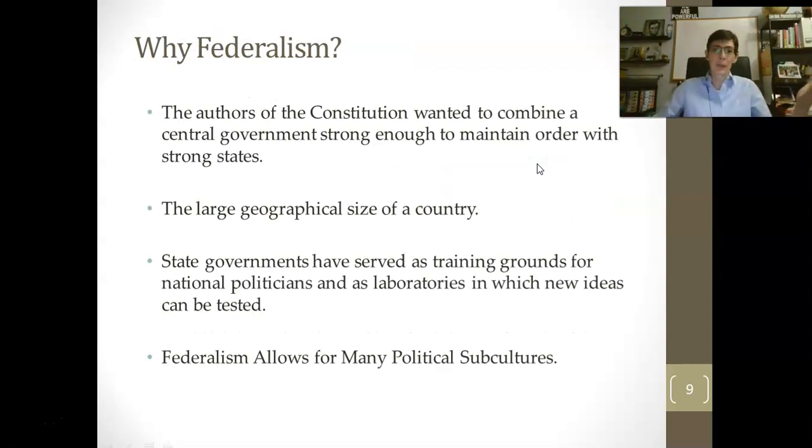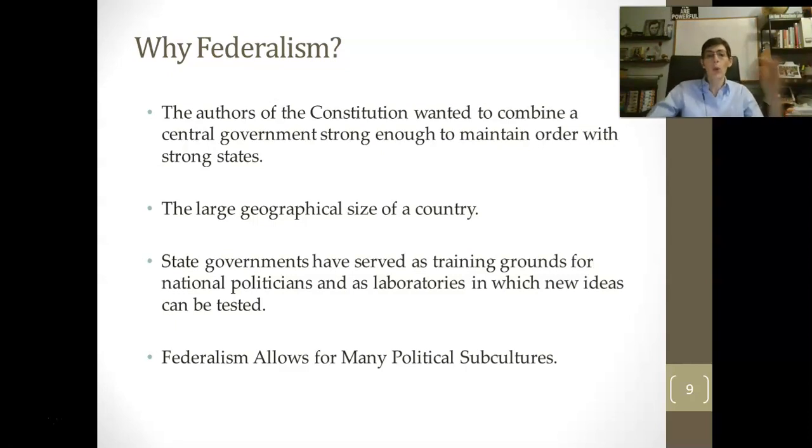So why did the founders pick federalism? Why pick this at all? Well, they wanted to combine a central government that was strong enough to maintain order, but not allow that central government to get too much power. Because if you allow the central government to have too much power, it's going to become corrupt. So that was a key reason. The Articles didn't do the job. The central government didn't have enough power to unify the states, and we were vulnerable to a lot of different things, but things were not working. And again, I have a video lesson on this, so if you need more details about the Articles of Confederation, go check out that video lesson.